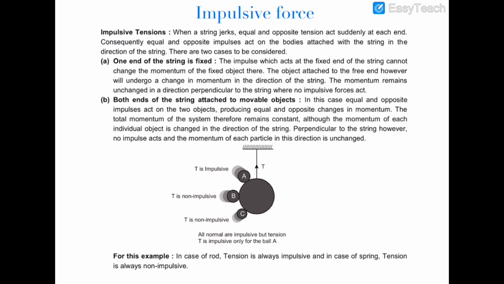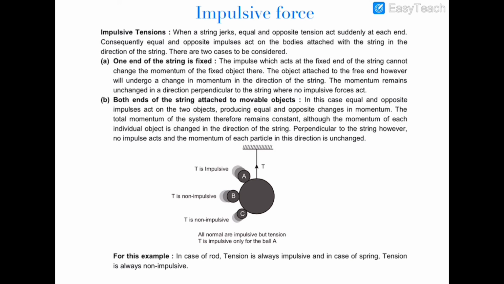So when one end of the string is fixed, the impulse acts on both ends, but the impulse acting on the fixed end cannot change the momentum of that fixed end, while the impulse acting on the free end can change the momentum of the object attached to the free end. When the string is attached to objects at both ends, the impulse changes the momentum at both ends, and this is the impulsive tension.